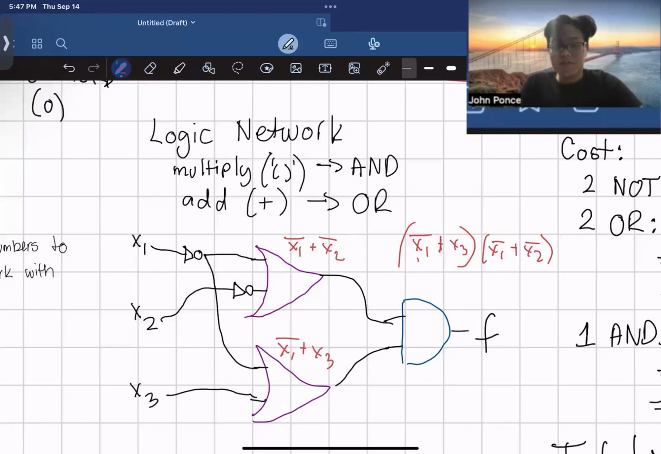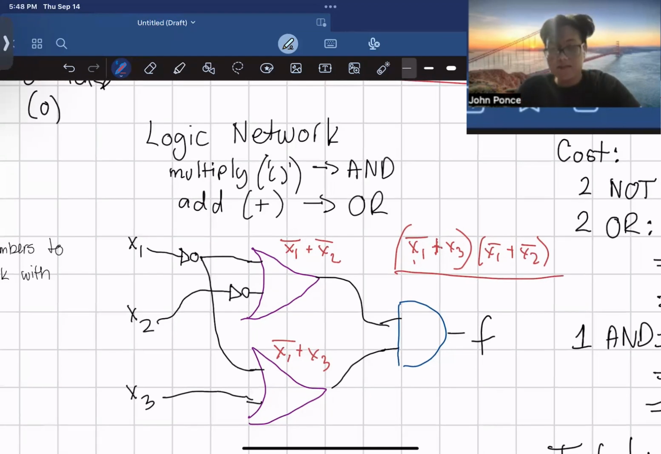Now, the next part toward this problem would be drawing the logic network. As you can see on the screen, I already have the formula right there, and we just use that. Since the plus sign in this case is represented by the OR gate, and since there are two plus signs, we would draw two OR gates with the inputs x1 plus x2 and x1 not plus x3.